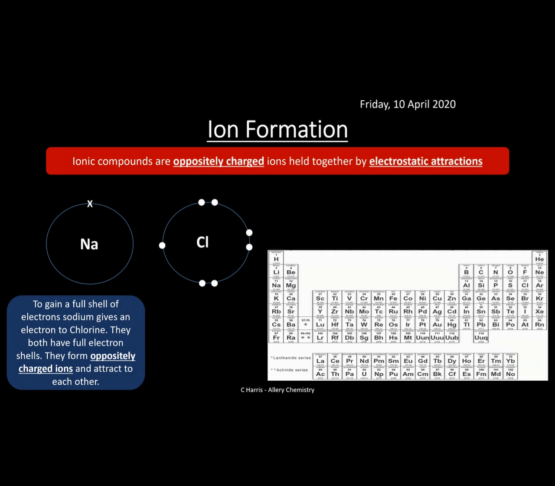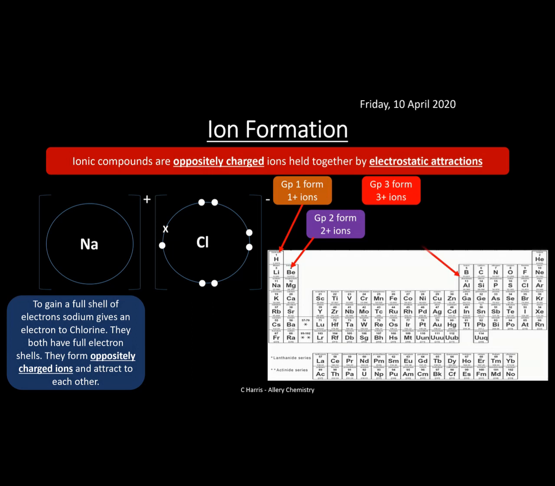For chlorine, it only needs 1 more. So actually, this is a perfect fit. So there we go. So sodium actually gives the electron to the chlorine, and we have 2 ions that are formed. Sodium forms a +1 ion, chlorine forms a -1, and they actually attract together now because they're oppositely charged.